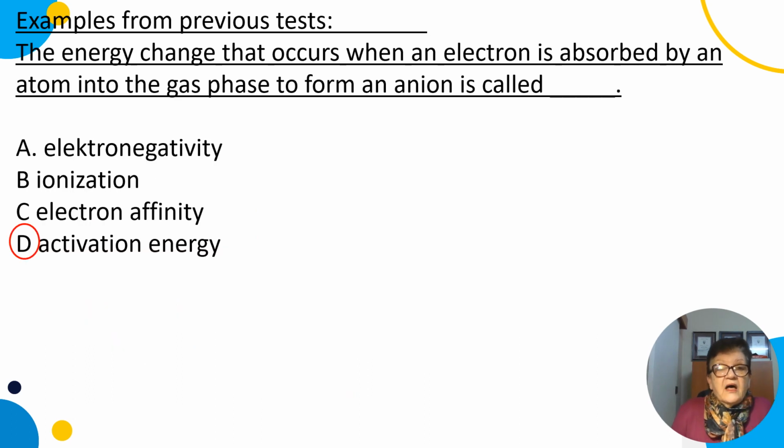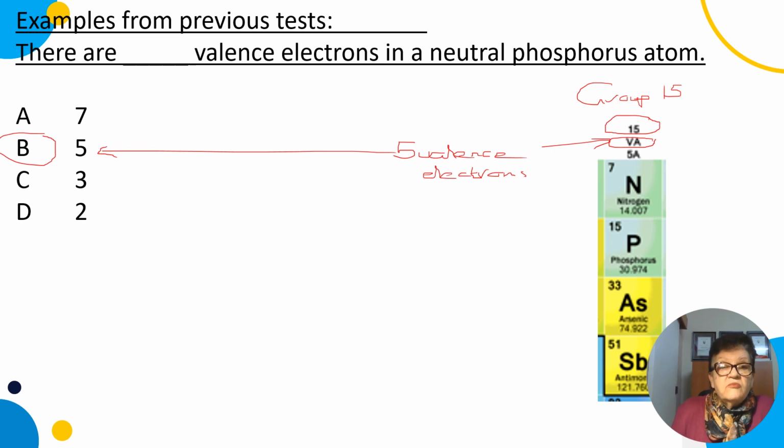The next question asks about the energy change that occurs when an electron is absorbed by an atom in the gas phase to form an anion, and now I'm not sure about this one. It is actually the definition of electron affinity, so I think this is not correct here. So I wouldn't say this is activation energy. Okay, it is C that is the correct answer here and not D. I can unfortunately not remove it.